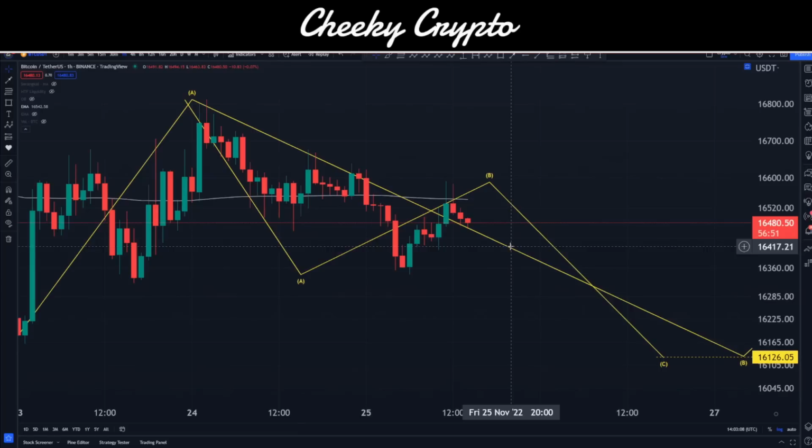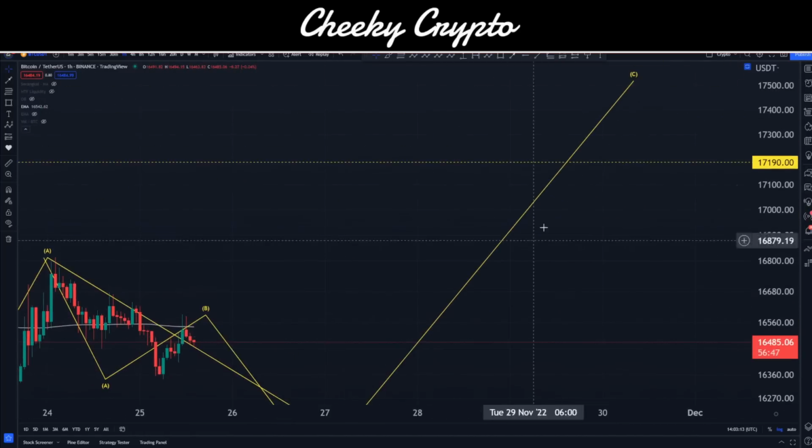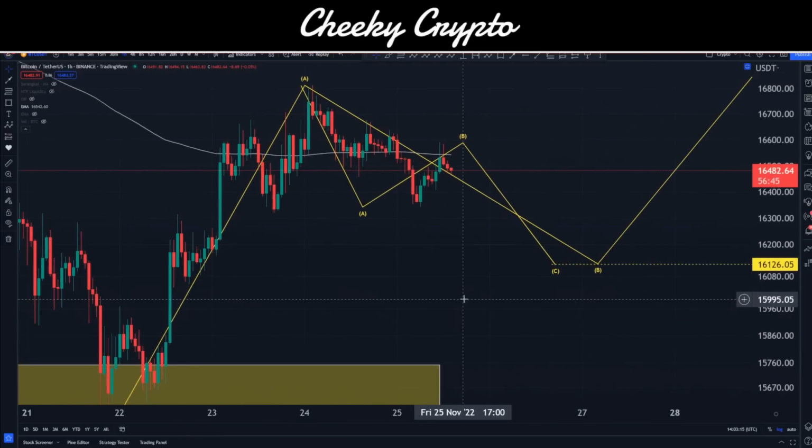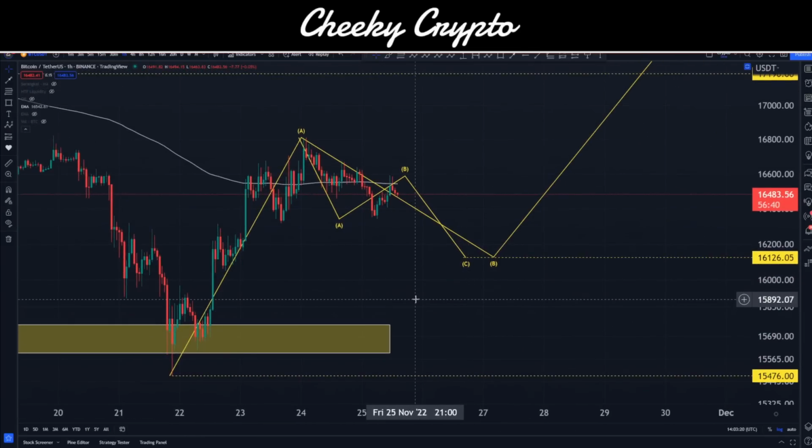But I think it's important that we acknowledge that we don't move in straight lines. We're expecting some kind of move downwards, then some kind of move upwards, and then further downside after that. Essentially, it's a big 3-wave structure, and there isn't terribly too much more to it.